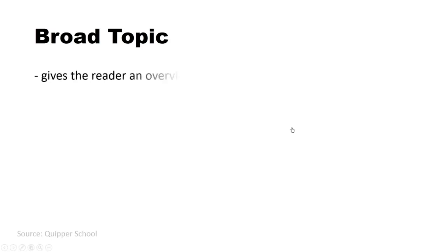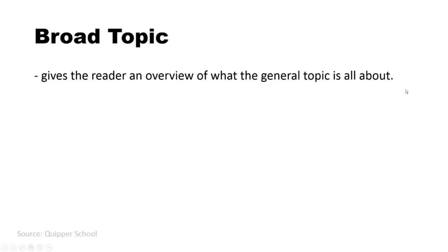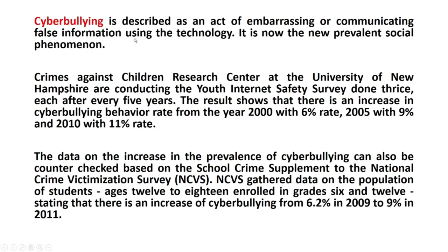First, broad topic. Ano yung broad topic? Kapag sinabing broad topic, it gives the reader an overview of what the general topic is all about. So, ibig sabihin ng overview, binibigay mo sa kanila yung pangkalatang pananaw tungkol sa kung ano ang topic mo. For example, the title was about effects of cyberbullying and its gender-related issue. So, yung pinaka-focus ng first paragraph in here, or the broad topic, which is the first part of creating a literature review, is cyberbullying. Cyberbullying describes an act of embarrassing or communicating false information using technology.